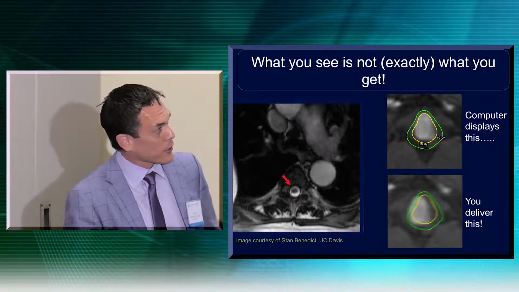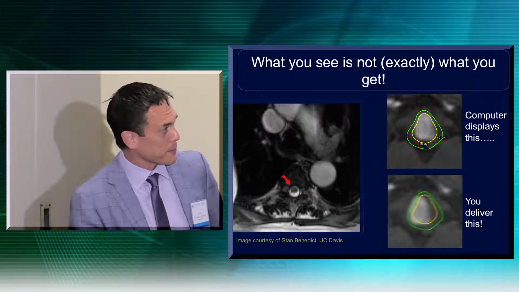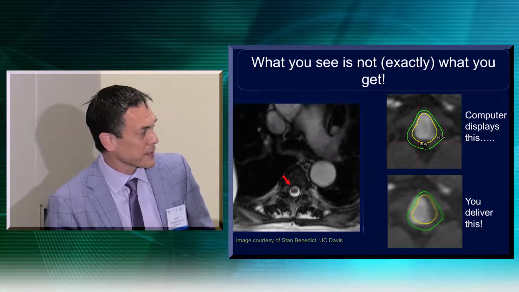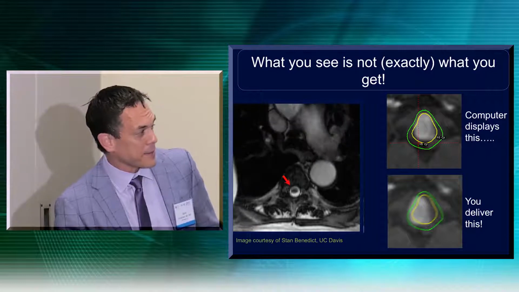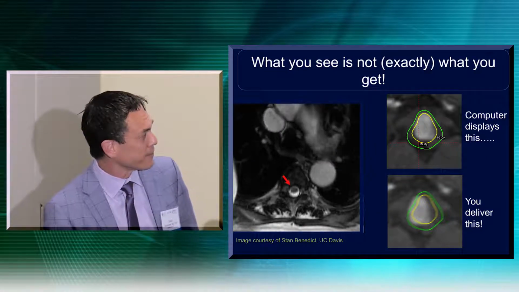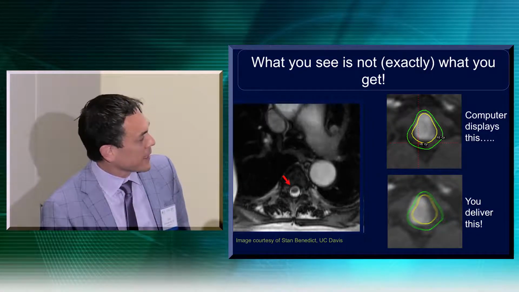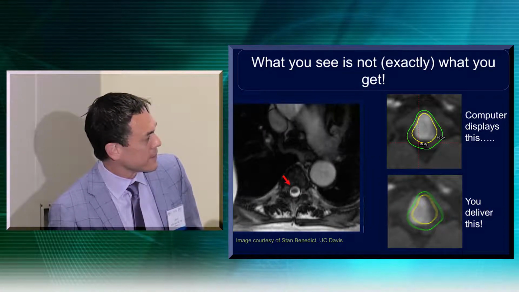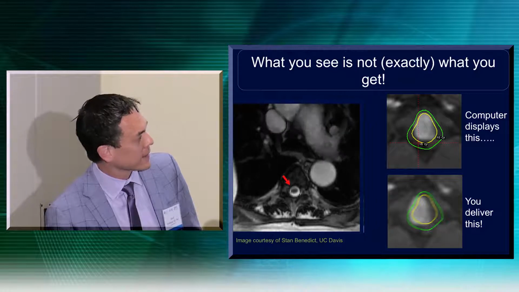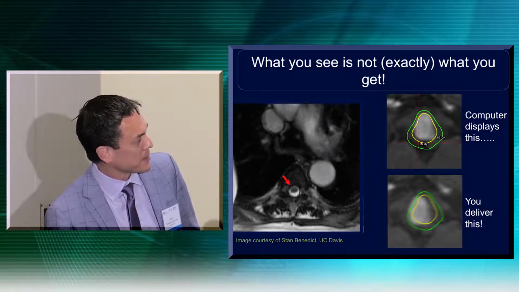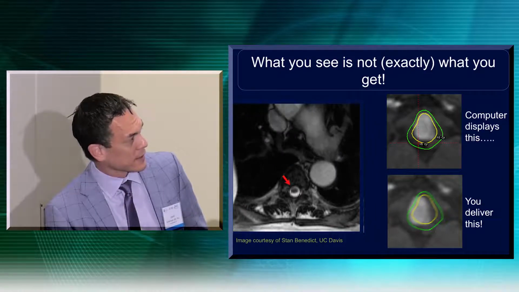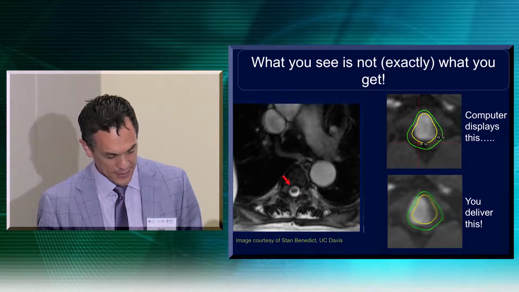And so even though your computer gives you a really beautiful treatment plan with nice sharp lines and stuff, what you're actually delivering is something much blurrier, and it's maybe a little offset and a little blurry. And this is something I got from Stan Benedict at UC Davis, and it's just to remind us that even some things we think of as static, like the spinal cord, actually can maybe move a little bit. So never believe that what you're seeing on the screen is absolutely reality.